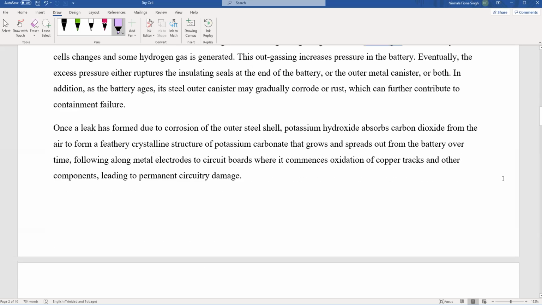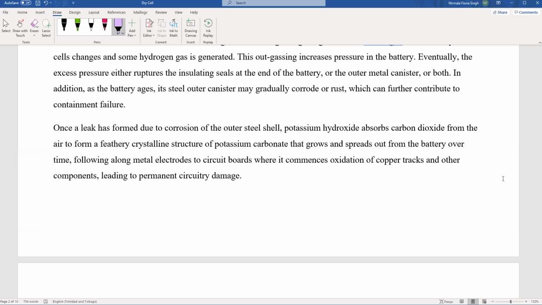So let's finish up. Once a leak has formed due to corrosion of the outer steel shell, potassium hydroxide, which is a chemical inside of it, absorbs carbon dioxide from the air to form a feathery crystalline structure of potassium carbonate that grows and spreads out from the battery over time. You all ever notice a white crusty substance on an old battery? Yeah, Miss Karina. That is the next type of corrosion, right?